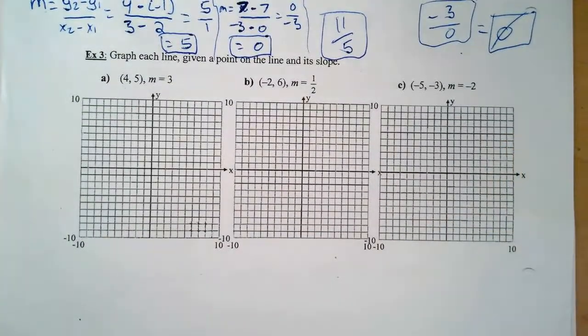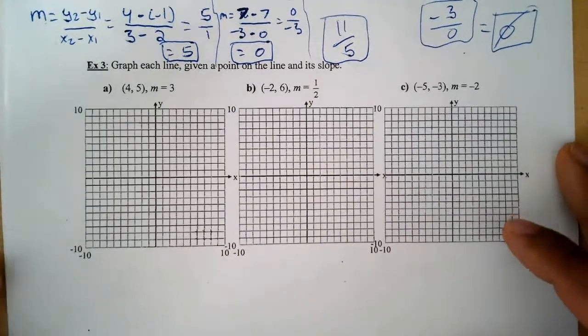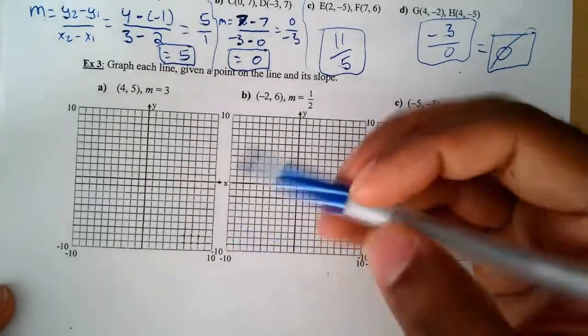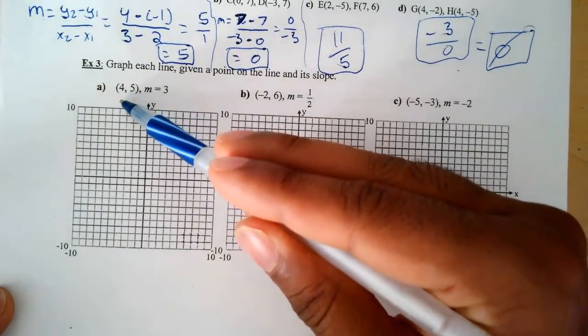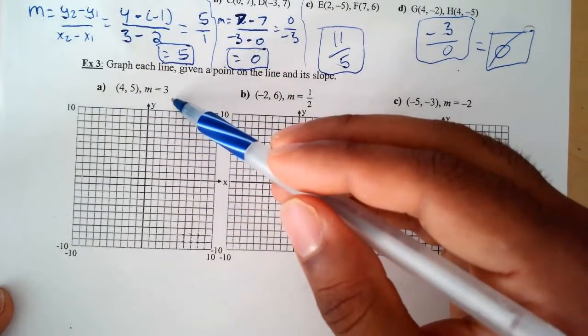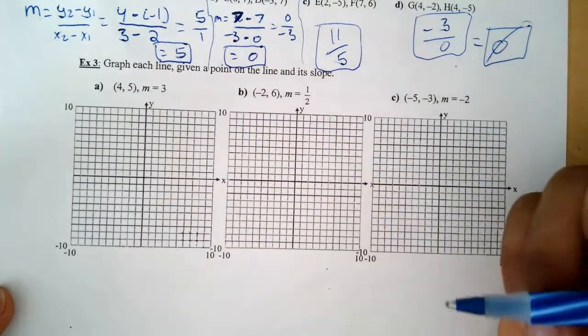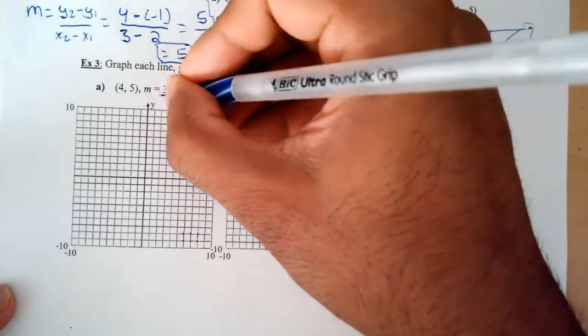So example 3, graph each line given a point on the line and its slope. Here they only give us 1 point, but they also give us a slope, which is 3. The 3 is just telling you the pattern, or how fast it's changing.